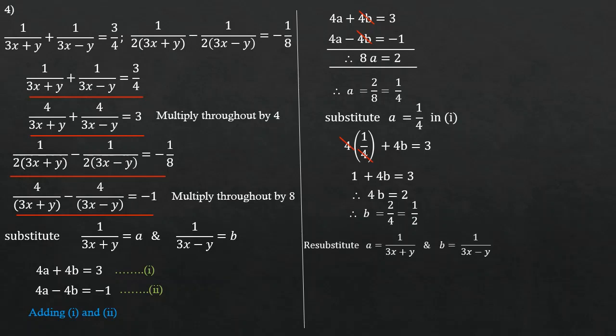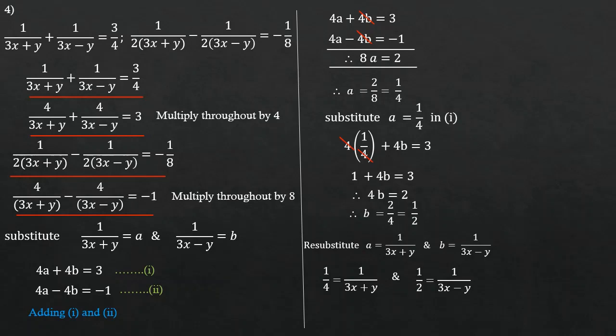Now what do we do? We do resubstitution, because whenever we do substitution, we have to do resubstitution. So in place of a we will write 1 upon 3x plus y, and in place of b we will write 1 upon 3x minus y. So the value of a we have, 1 upon 4, becomes equal to 1 upon 3x plus y, and the value of b we have as 1 upon 2, which is equal to, we'll write, 1 upon 3x minus y.